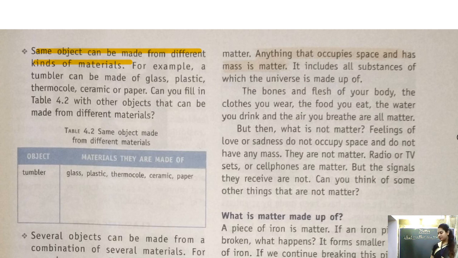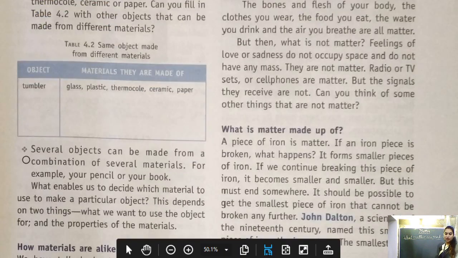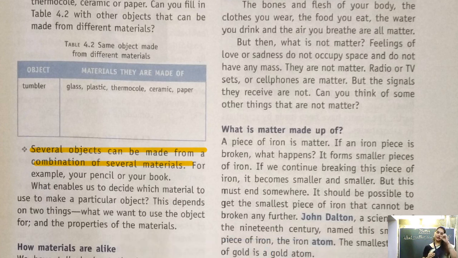And third, we have studied that several objects can be made from the combination of several materials, like a pencil. A pencil is made up of wood also and the front of the pencil, that is the nib of the pencil, is made up of carbon and graphite, isn't it? Then we have a book. A book can be made up of paper, and the binding through which it is done is made up of plastic. So the book can also be made up of a combination of materials, isn't it?